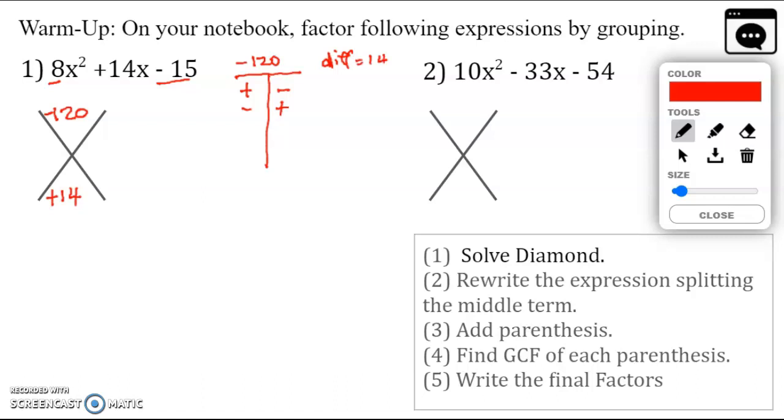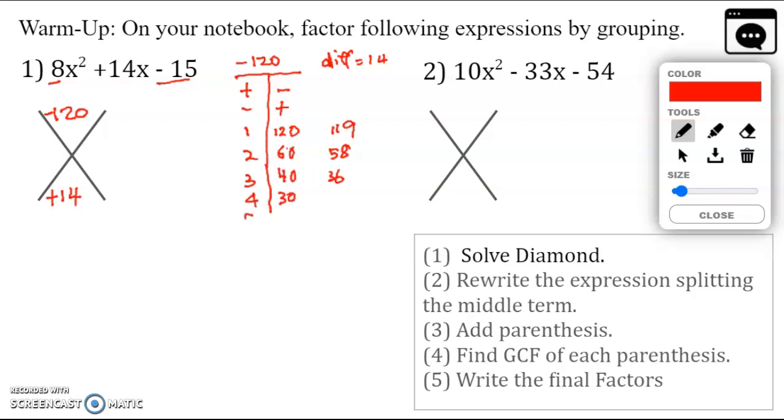Okay, so let's go through it systematically. If I have 1 times 120, the difference will be 119. That's way too big. What about 2 times 60? The difference is 58. That's still too big. 3 times 40, the difference will be 36. We're getting smaller, but we still have a long way to go. 4 times 30 would be another one. You can certainly use a calculator.